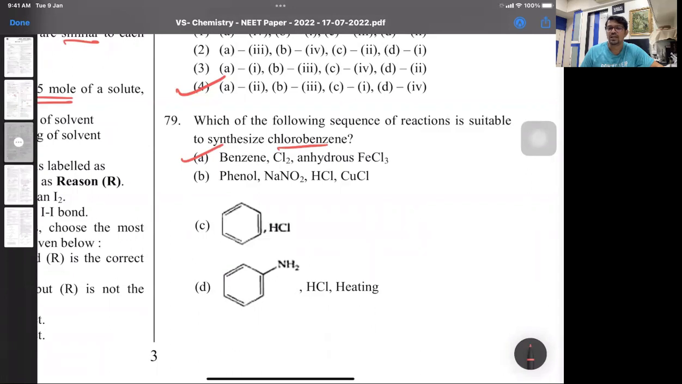Second one, phenol with NaNO2 and HCl. There is no reaction of phenol with NaNO2 and HCl. Third one, benzene with HCl directly, there is no reaction. Is this clear? Then aniline with HCl and heating, that is also not there. So there's only one which makes sense there. So 79 is the first one.